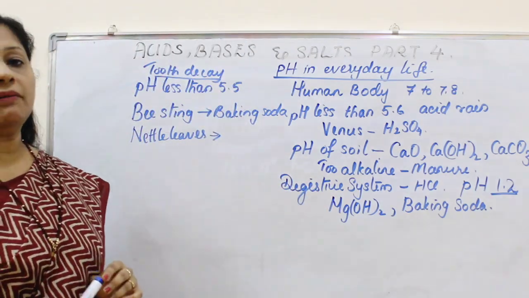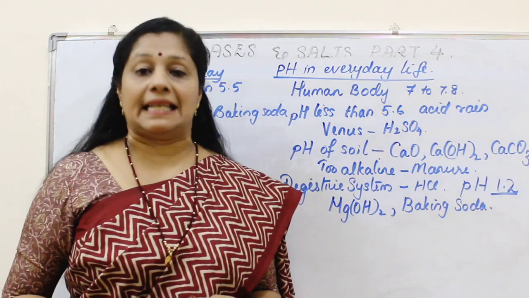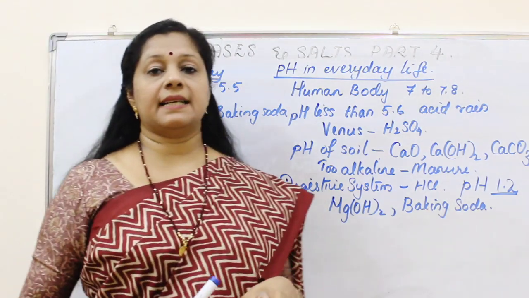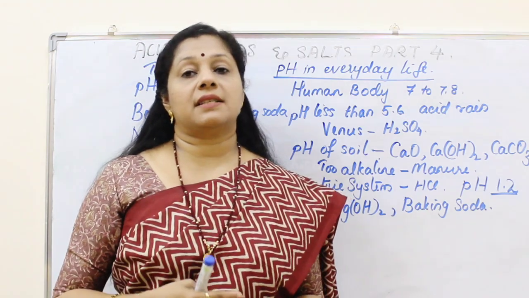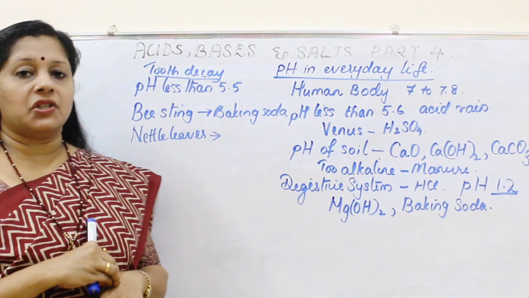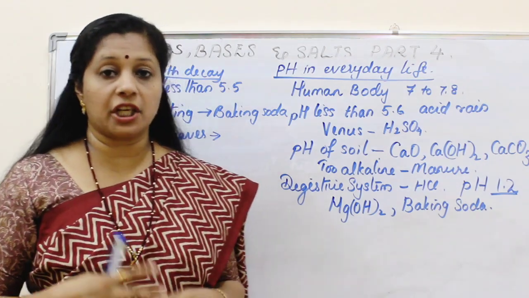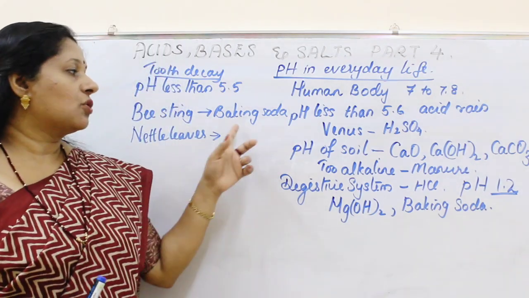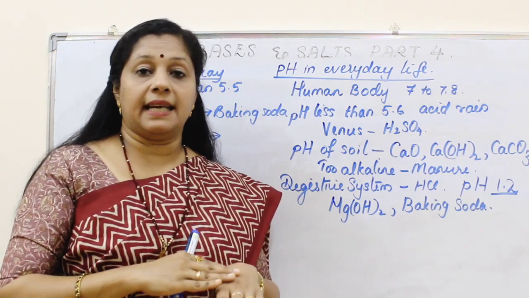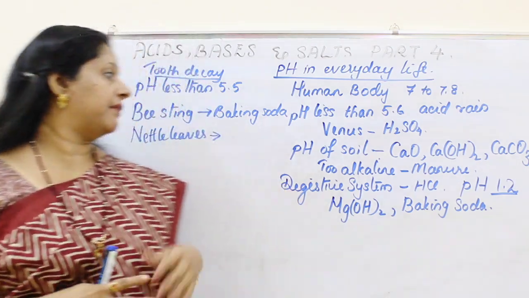Now, another problem we are facing is the sting by certain insects, especially bee sting or ants. Some insects inject a kind of acid called methanoic acid or formic acid. Since acid is injected, we get that burning and painful sensation. So, we can apply some base, that is baking soda, in that area so that we get quick relief.